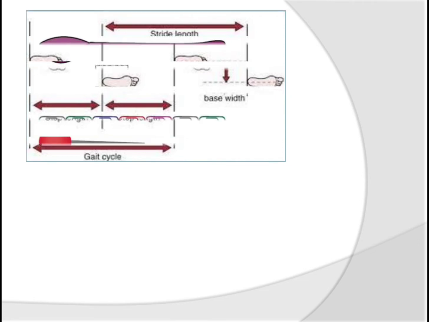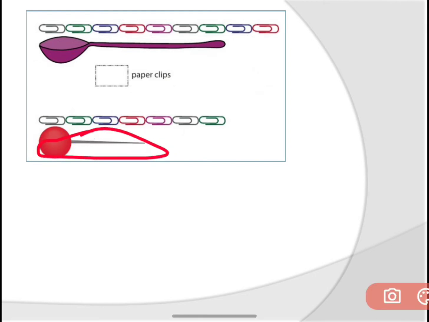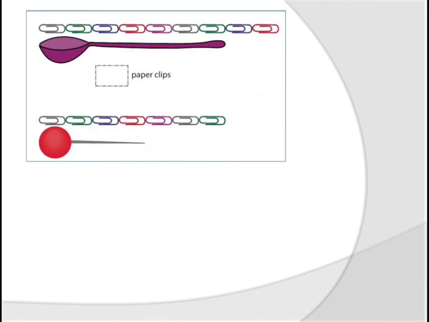Okay, children. They also used some other things to measure the length of a thing. So this is the pin, isn't it? 1, 2, 3, 4. The length of this pin is 4 paper clips. The length of the spoon is 1, 2, 3, 4, 5, 6, 7 paper clips. In that way they measured the length of objects in earlier times. So length can be measured with body parts, or else with some other smaller objects.